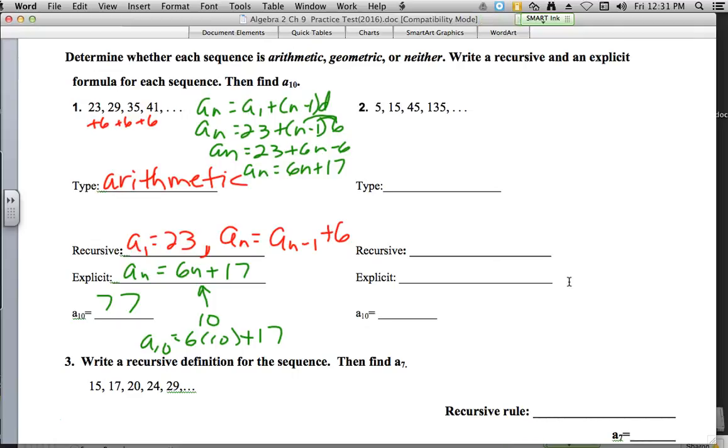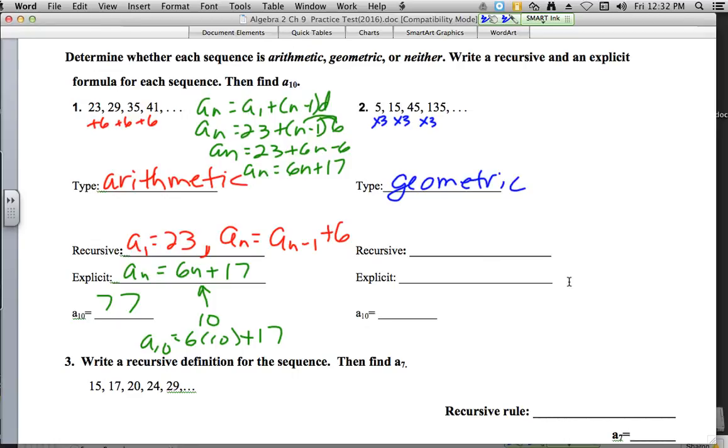For problem number two, again, I start by thinking, well, the numbers are going up. Maybe they are adding something. 5 plus 10 would be 15, but then 15 plus 10 is not 45. So they're not adding. Then I try multiplication. Well, you'd have to multiply by 3 to get 15. 15 times 3 is 45, and 45 times 3 is 135. So this one is geometric, because they are multiplying by 3 each time.